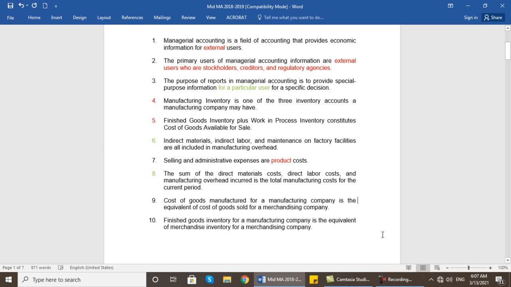Number 9. Cost of goods manufactured for a manufacturing company is the equivalent of cost of goods sold for a merchandising company. It's wrong. False.